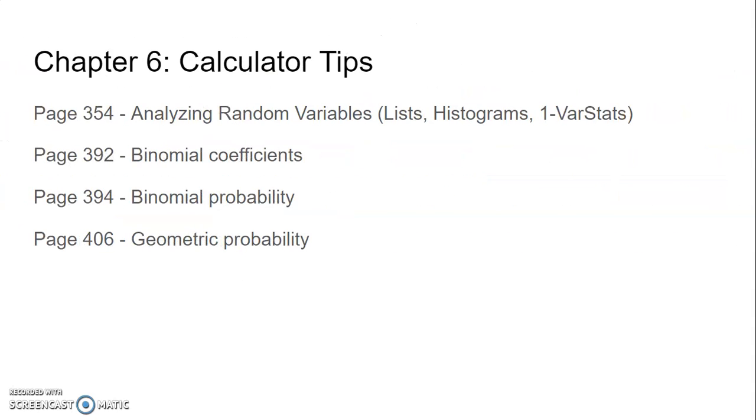There are a lot of calculator tips for chapter 6. Again, they have the pages listed here, and as I mentioned, talking about binomial settings versus geometric settings was chapter 6.